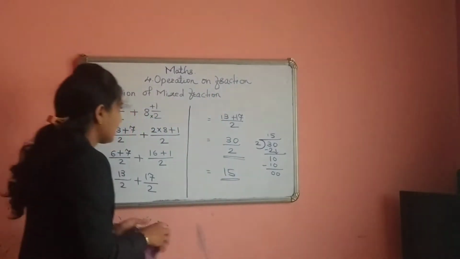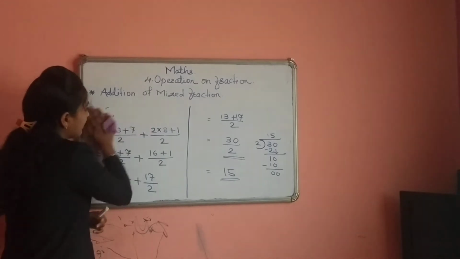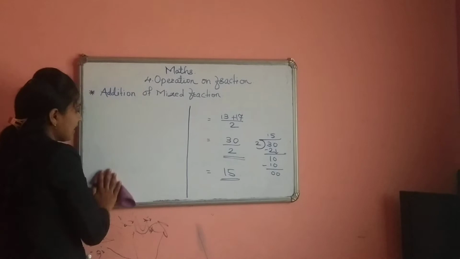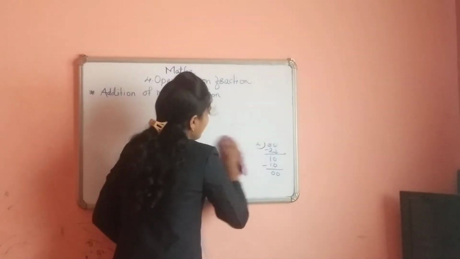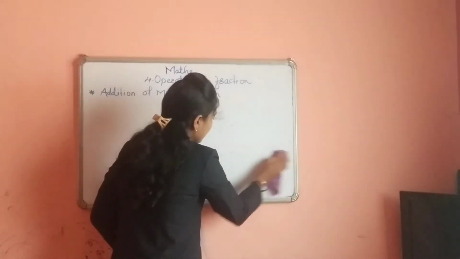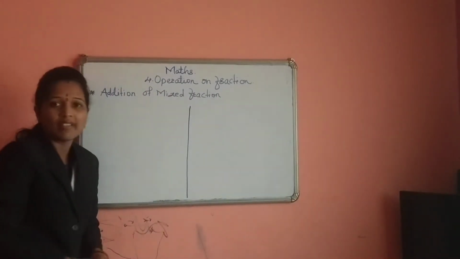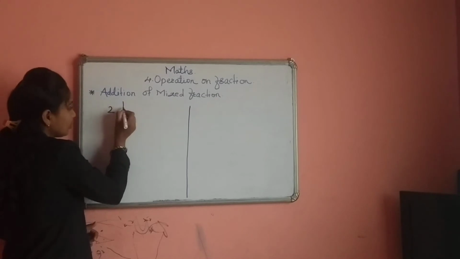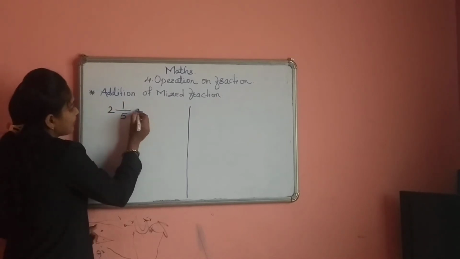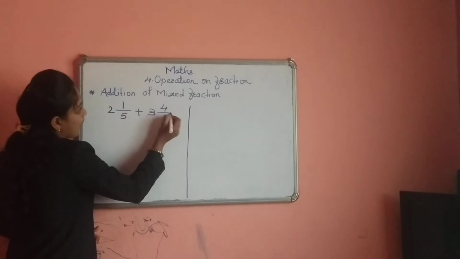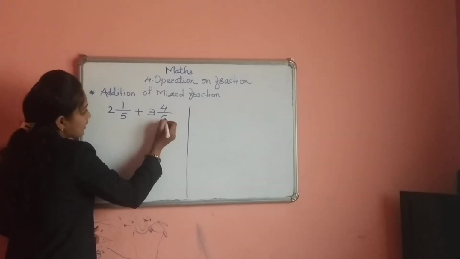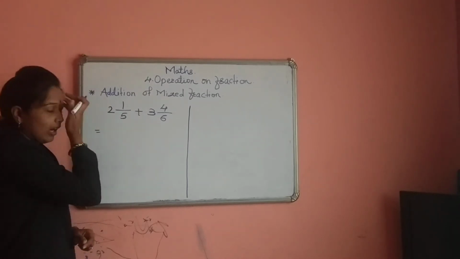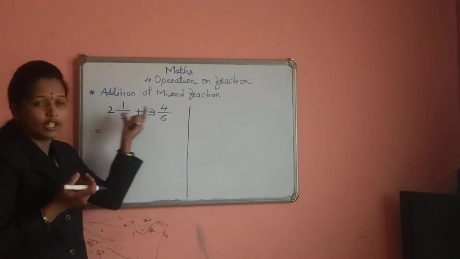Now next thing, pay attention properly. Next example, suppose it is given in this way. In this example the denominator is same, but whenever the denominator is not same, what can we do at that time? These things also we have learned in 5th standard. Whenever the denominators are different, we have to do the cross multiplication method. 2 1 upon 5 plus 3 4 upon 6.